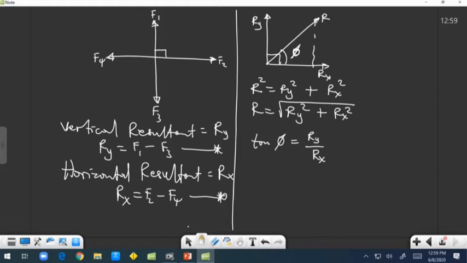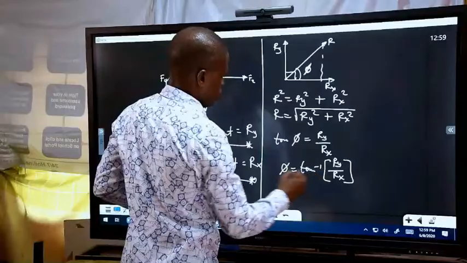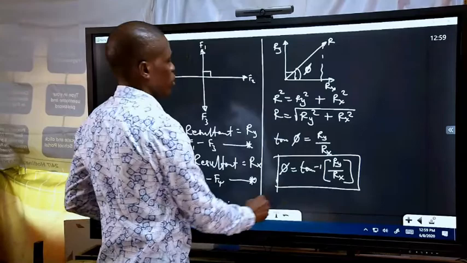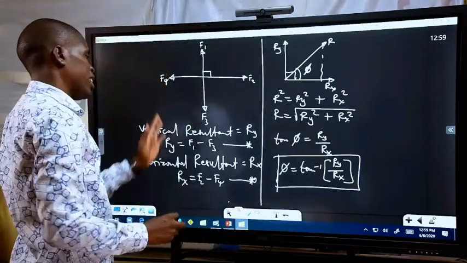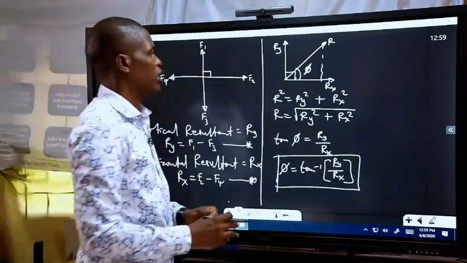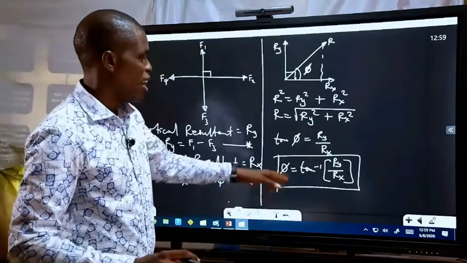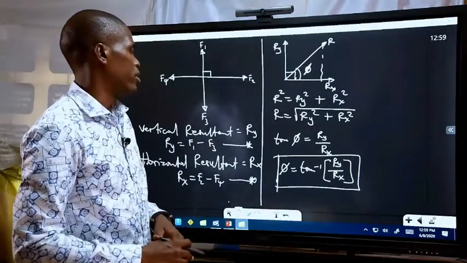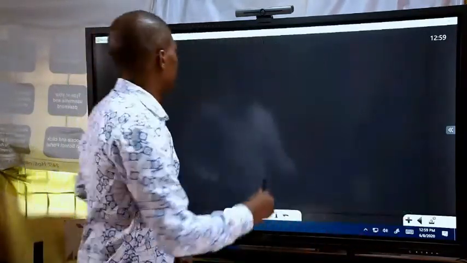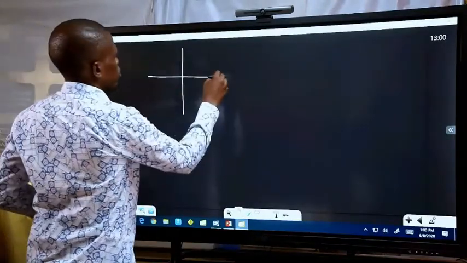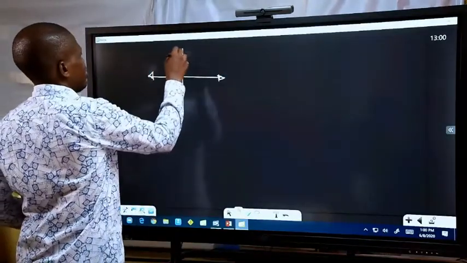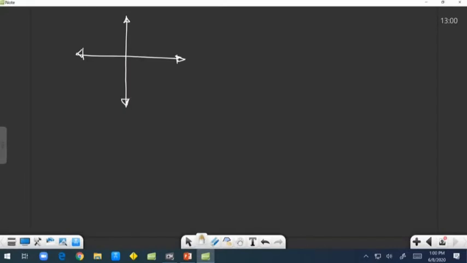Opposite over adjacent, so phi is equal to tan inverse of Ry divided by Rx. So this is the angle the force makes with the horizontal component. You can also get it with the vertical component by subtracting phi from 90 degrees. So we can solve a problem on this considering four forces acting at perpendicular directions to each other.